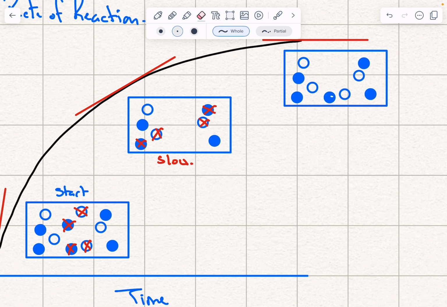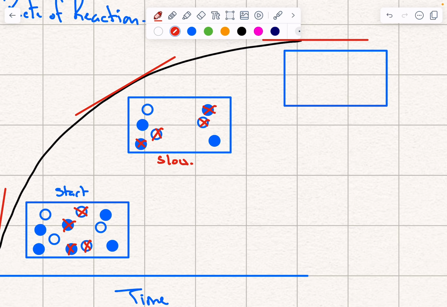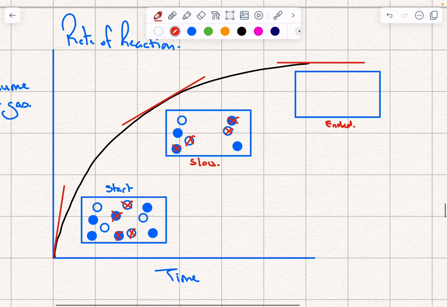By the time we get to this point, we've already lost some of these, and the other ones now start to react and disappear, and suddenly there are no particles left. So at this point, towards the end of the experiment, the reaction has ended. There's no more reaction, there's no more gas being produced because there are no particles left. So that explains why the graph has this shape, showing fastest at the beginning, and then the reaction starts to slow down as particles react, there become fewer of them, less chance of reacting, and it continues to do that until eventually there are no particles left at all.